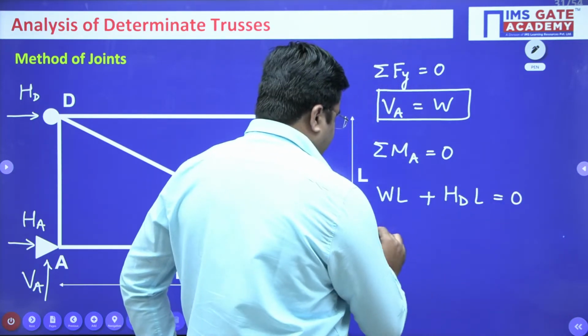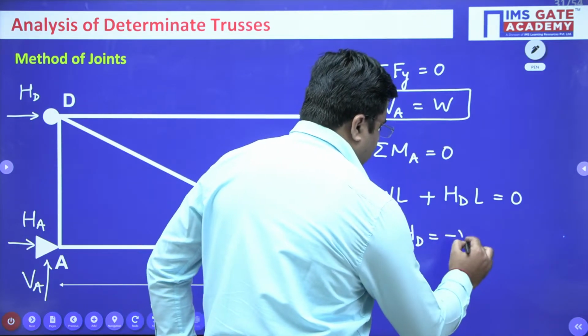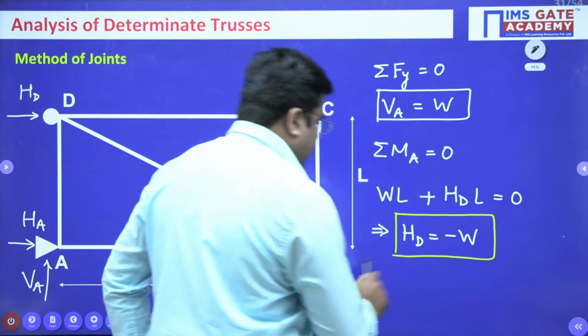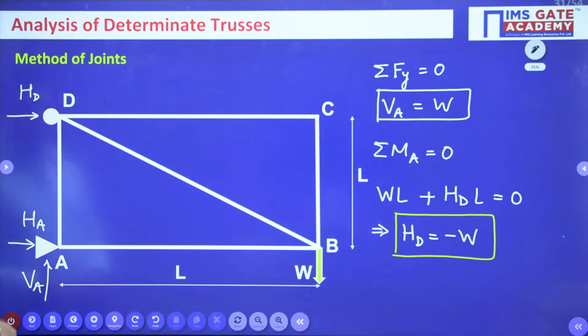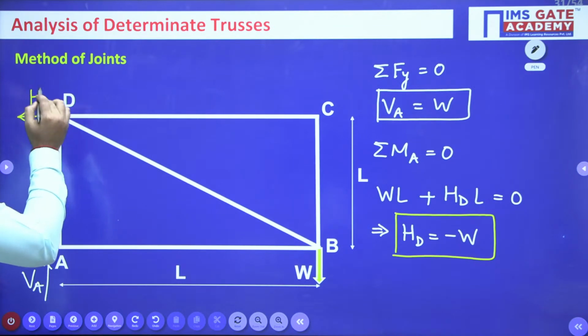So from here I have the value of HD as minus W, and it simply means that whatever direction we have assumed for HD, we need to reverse this direction. So this HD will be acting in the opposite direction. This HD will be acting in this direction. This is my direction of HD.